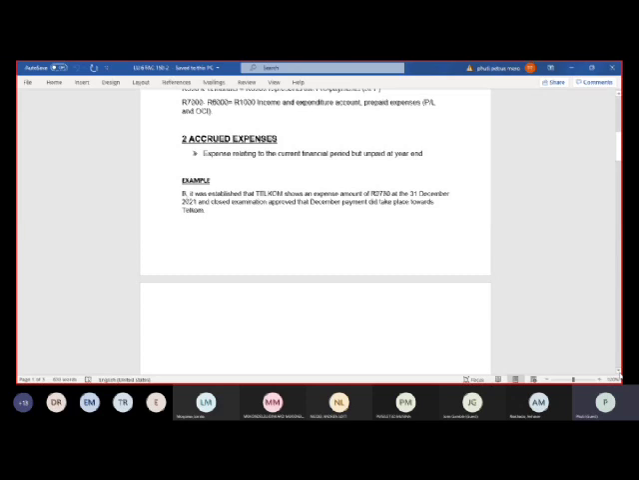I don't know if you guys can see that because it's in a smaller font. It was established that Telkom shows an expense amount of 2750 at the 31st of December 2021. And we closely examined and found that in December, the payment did actually not take place. I just don't want to go through to the solution, but I want somebody to show me how the recording process would work in this one. Anybody with an idea here? Who should I pick?